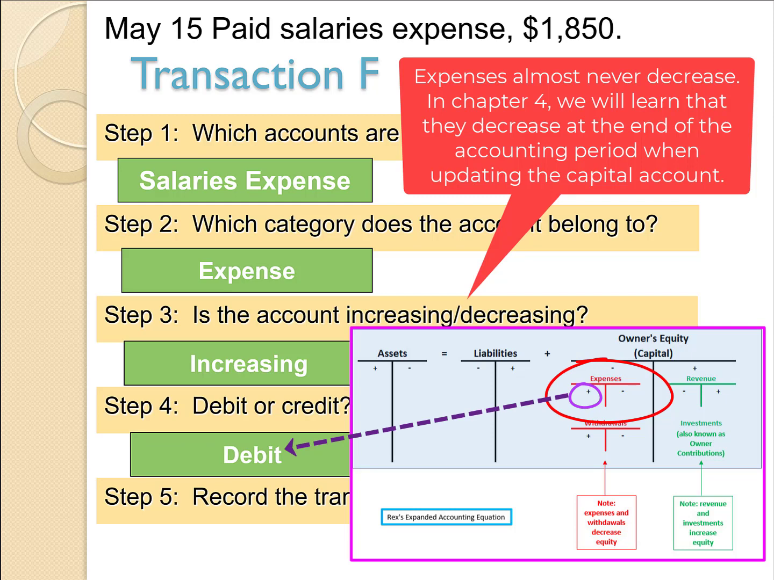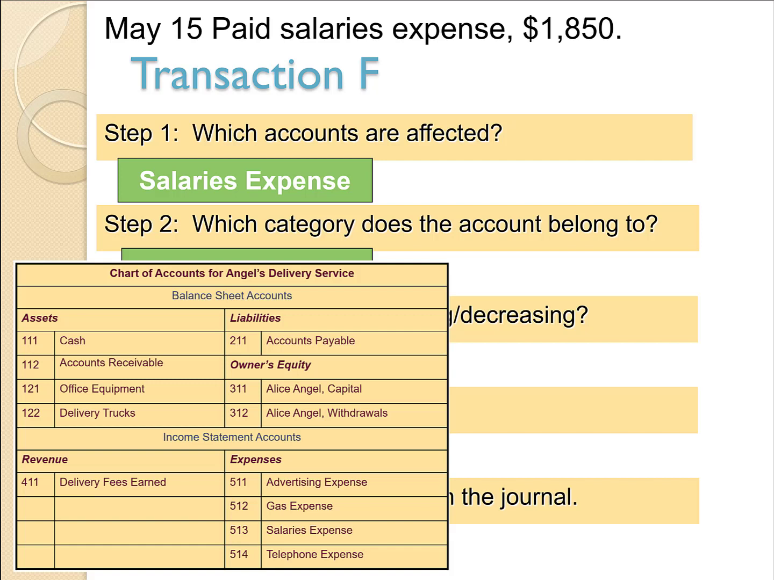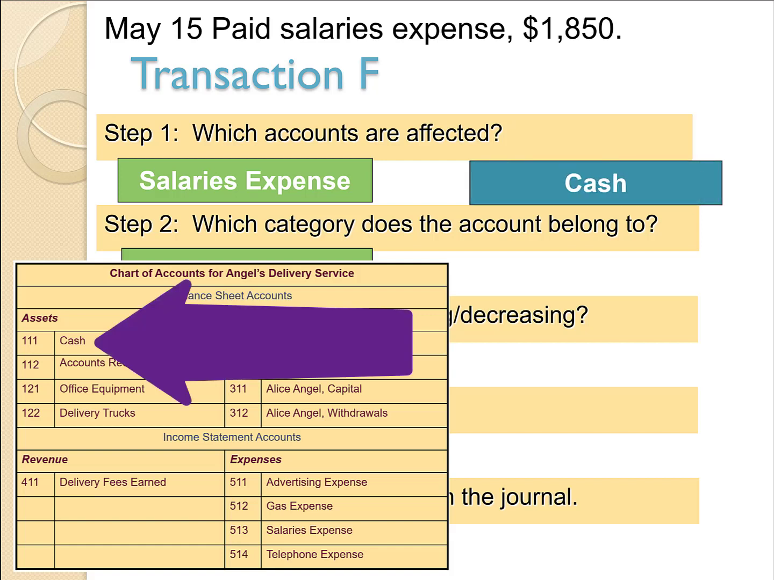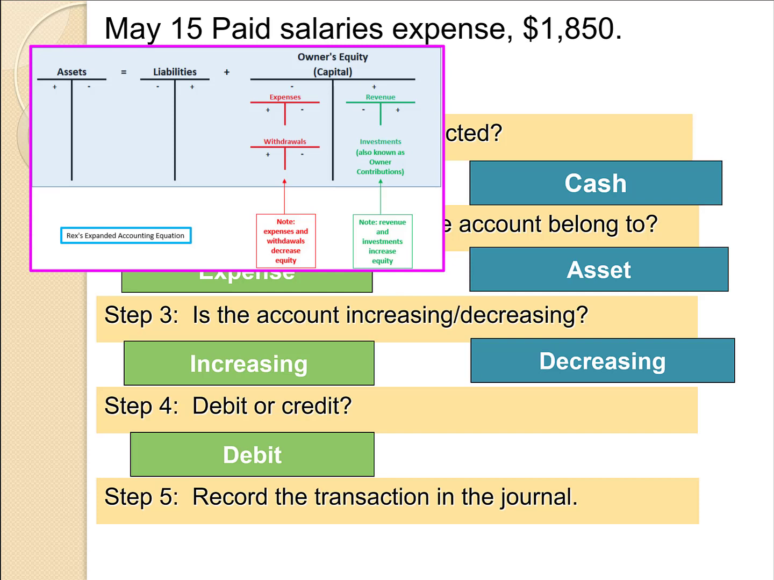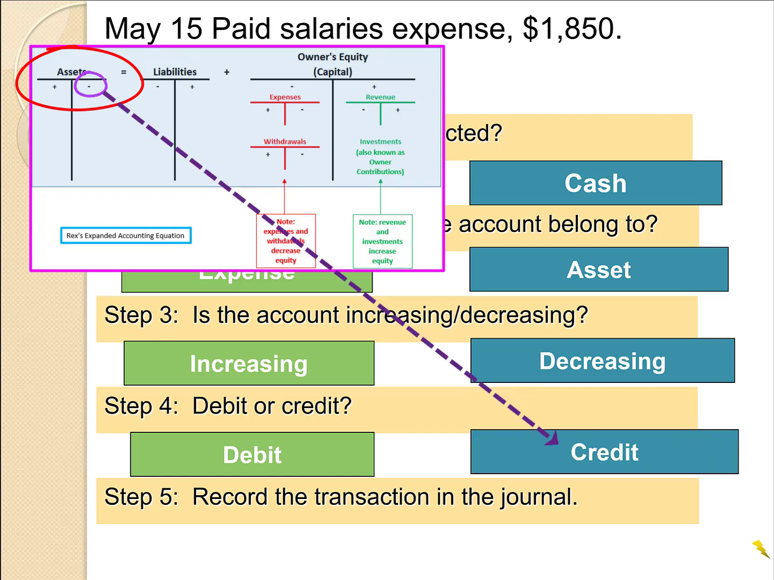Then we need to find out what the other account was, and we said the other account was cash because we paid the salaries expense and we pay in cash, which remember is our checking account. We actually don't physically pay in cash, we pay with a check. But we call the checking account the cash account. Anyway, what category is the cash account? It's an asset. And is our cash increasing or decreasing when we pay salaries? It's decreasing. So check your accounting grid. Is that a debit or a credit if cash decreases? That's a credit.